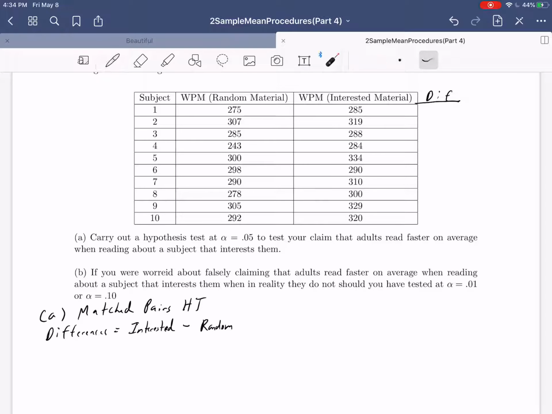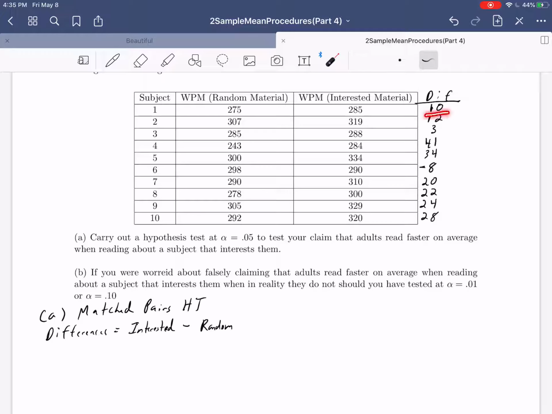So let's go ahead and calculate those up here. We're going to actually be taking this guy and subtracting here. So the first one looks like we get a difference of 10, then of 12, then it looks like of 3, then it looks like 41, 34. We will get a negative 8. This person actually read a little bit slower when they were given the material they were interested in. Then 20, looks like 22, 24, and looks like 28. So there's our differences there.